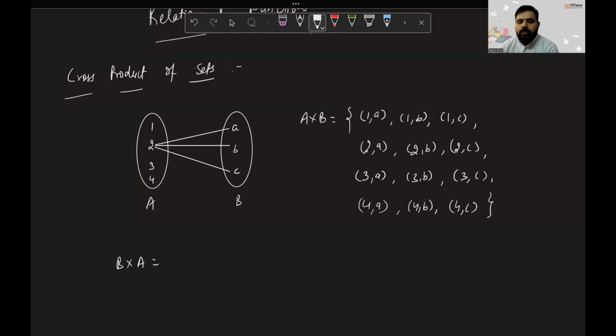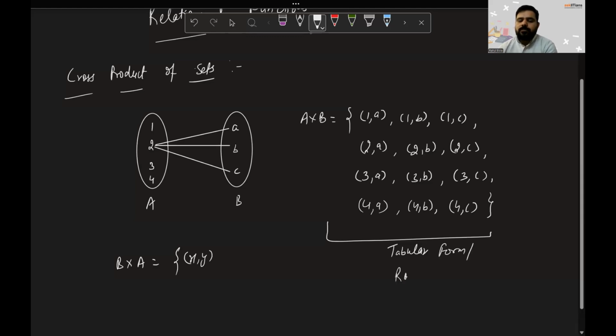Whatever we have here is going to be ordered pairs. Now I'm writing this form here. This form in sets you have understood. What form is this? This is the form of a list or an array. So we had two forms, roster form and tabular form. Which form is this? This is going to be tabular form, or roster form.